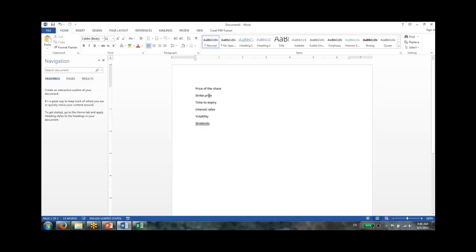The strike price is fixed. There's no discrepancy about that. Time to expiry is quite observable. Interest rates are extremely observable. Dividends are extremely observable. The only thing that is not observable is volatility. So let us do one thing. Let us not use the model to price the option. Rather, let us use the model to back out what the volatility is. And that is what the market calls implied volatility.